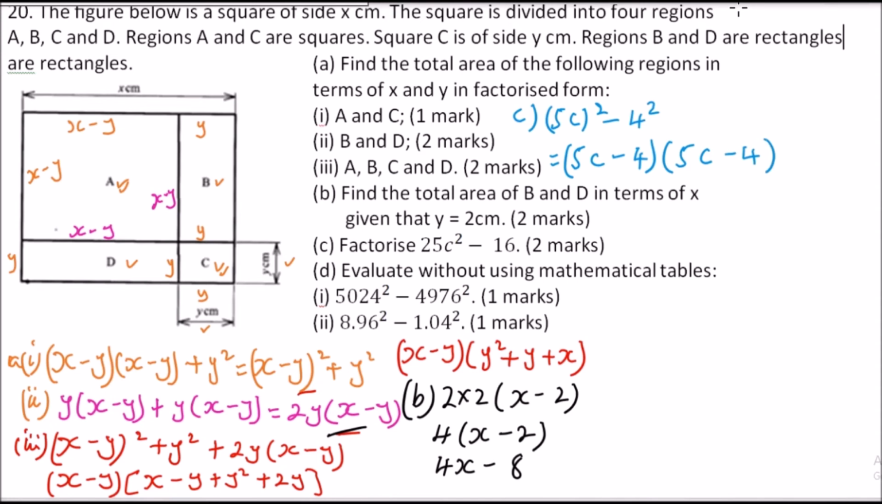From there, we are told to evaluate, so we go to part D. Part D, we have evaluate without using mathematical tables. So this is 50.24 squared minus 49.76 squared. That's a difference of 2 squares. So we can write it as bracket 50.24 minus 49.76, close the bracket, and bracket 50.24 plus 49.76, and you close the bracket.